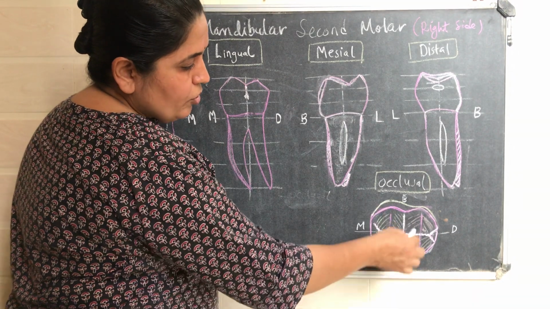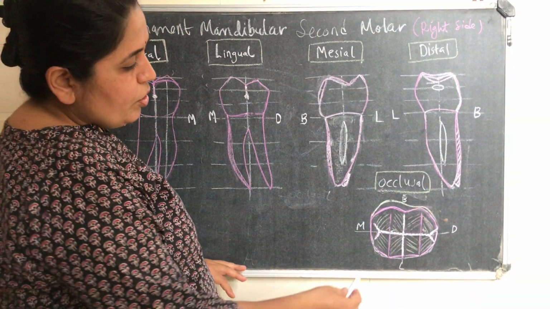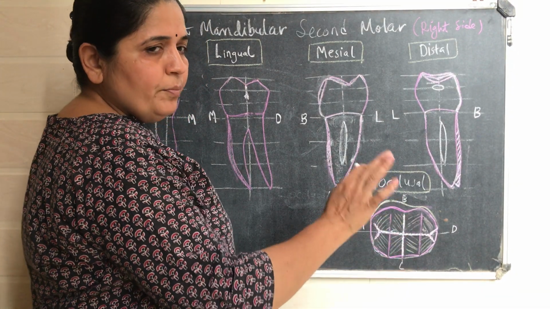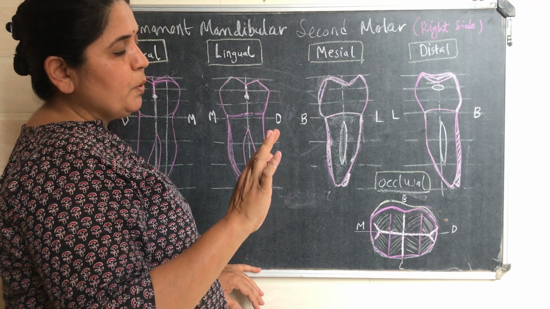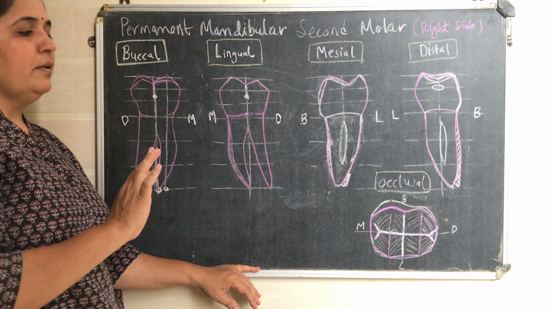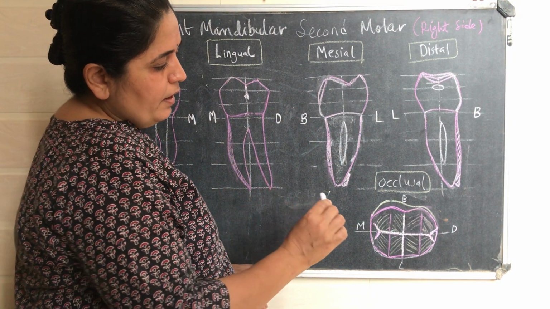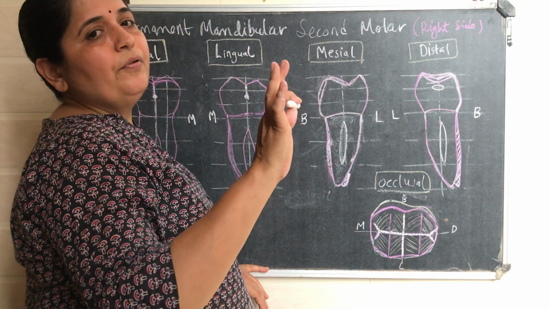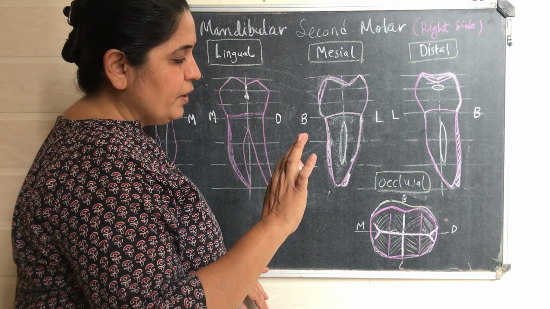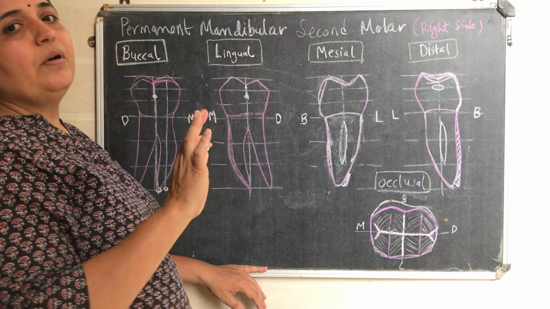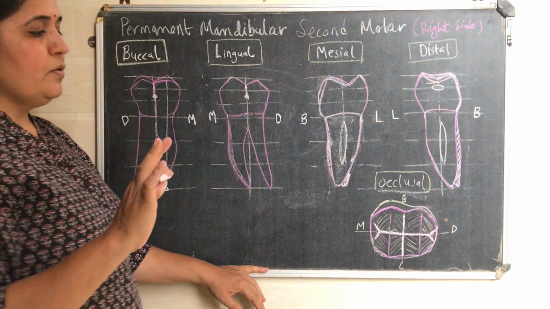Now we discuss the occlusal aspect. From the occlusal aspect you can clearly differentiate between the first molar and the second molar, from the number of cusps only. The number of cusps in first molar is 5. The number of cusps in second molar is 4.